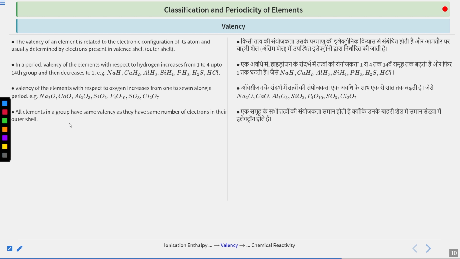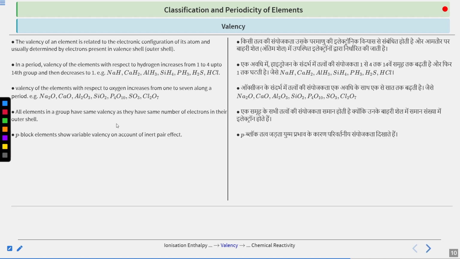Now all elements in a group have the same valency. If we talk about the same group, they all have the same valency and the same number of electrons in the outer shell. This is the thing that is to be noticed. So if you move across a period, the valency will increase. If you move down the group, the valency will remain constant.